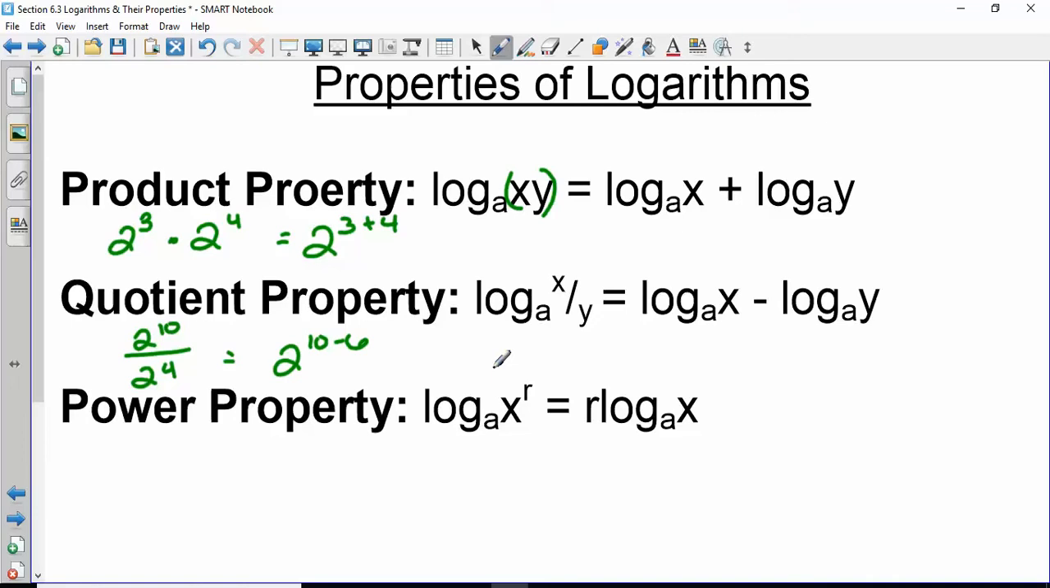The power property is a little less obvious. If I said... Did you mean you put 10 minus 4? Yes, I did. Thank you.